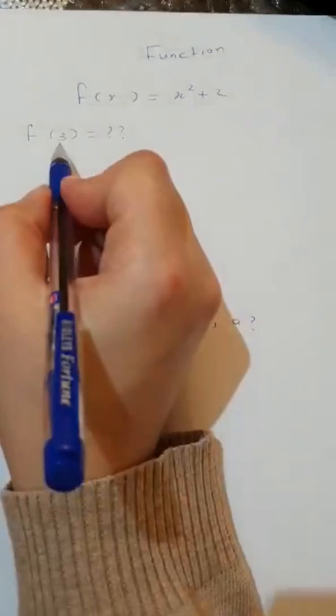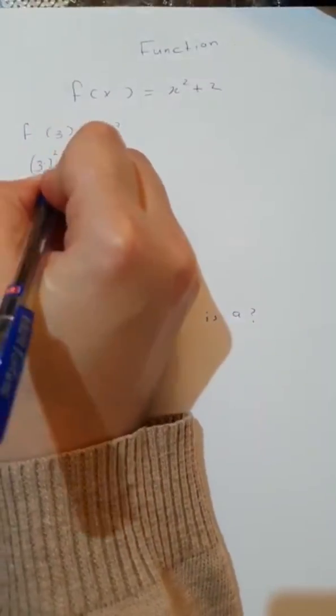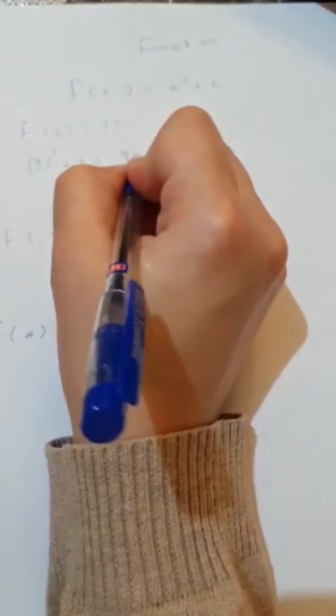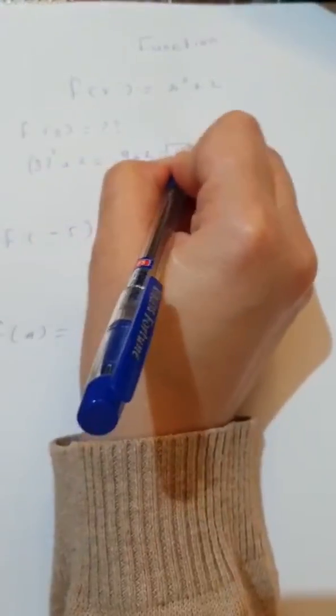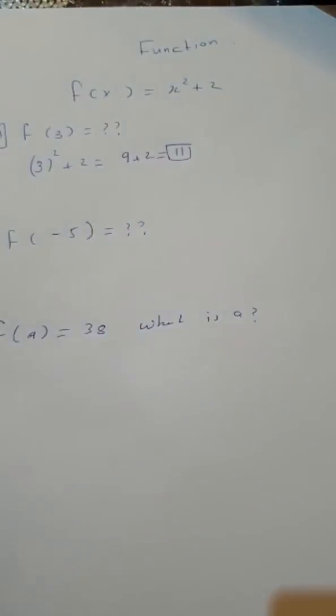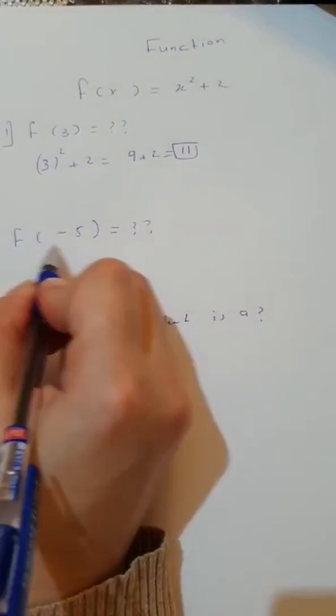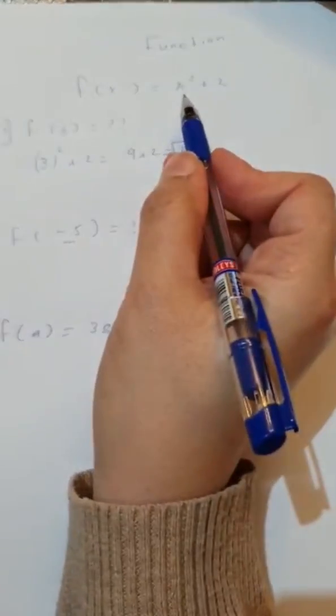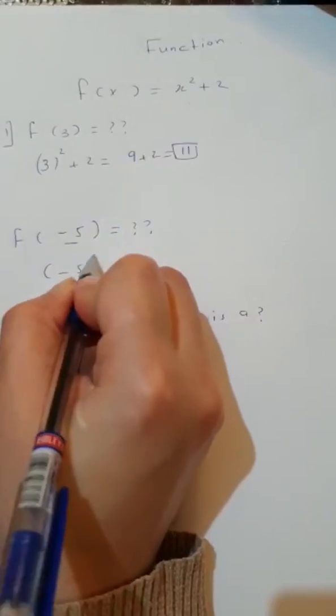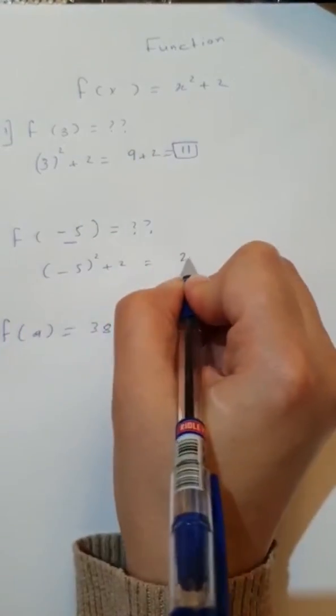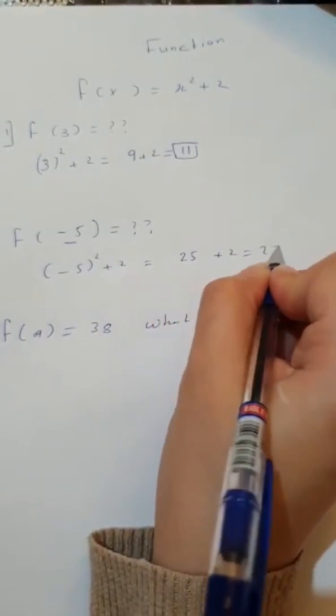The first one will be easy: substitute the 3 in the function. So it will become 3 to the power of 2 plus 2. It will become 9 plus 2, which is equal to 11. So this is the last answer for the first question. For the second question, I'm going to replace negative 5 also inside the function. So I'm going to get negative 5 squared plus 2. It will become 25 plus 2, which is equal to 27.